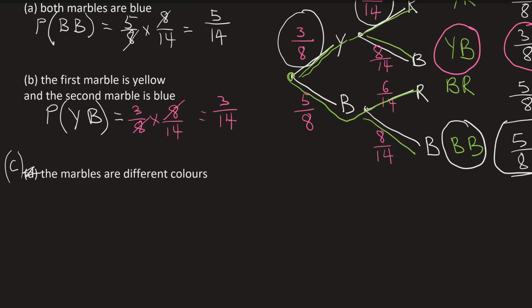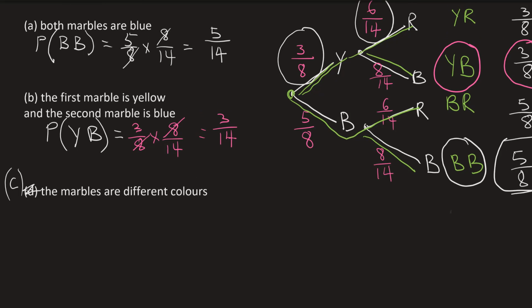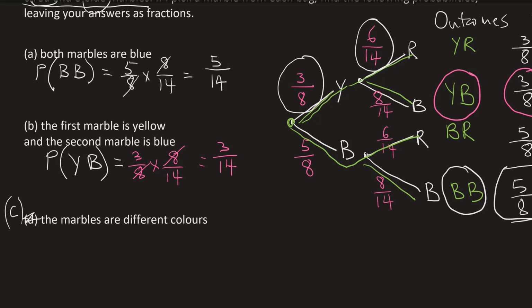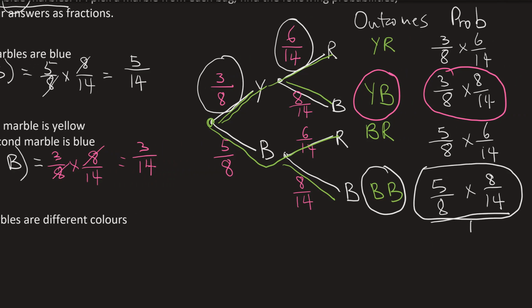Part C says the marbles are different colors. Now if we look at our tree diagram, there is only one outcome where they are the same color, which is the blue, and all the others are different colors. There are two ways I can do this. I can add up the outcomes for the marbles that are the different colors. So I'm going to circle those in blue.